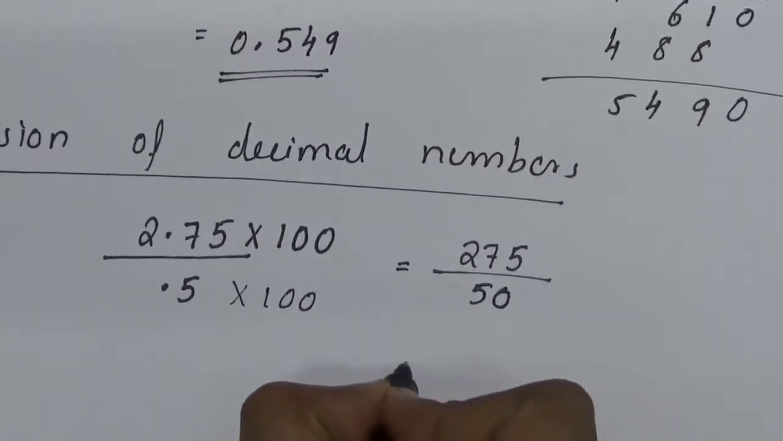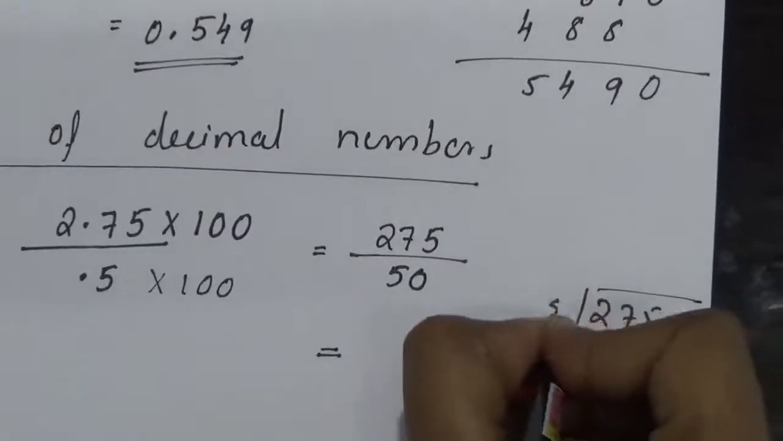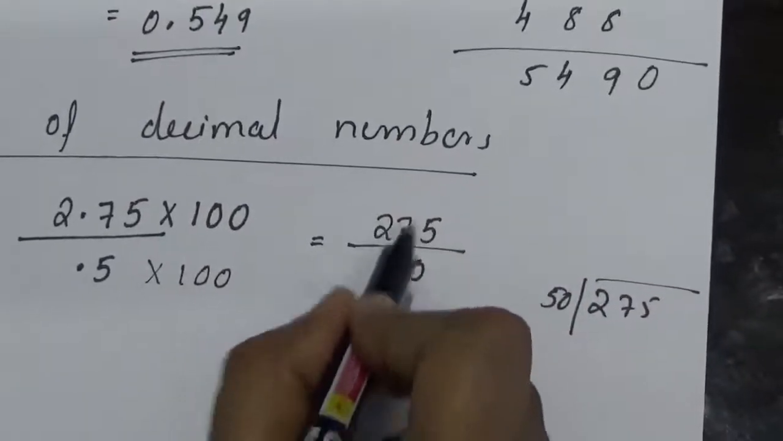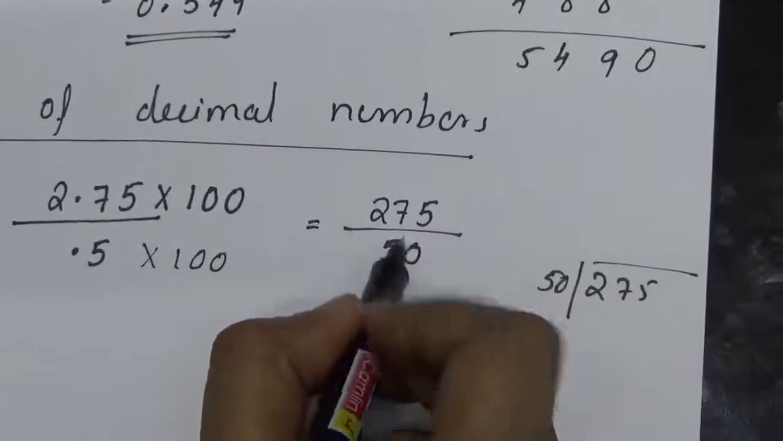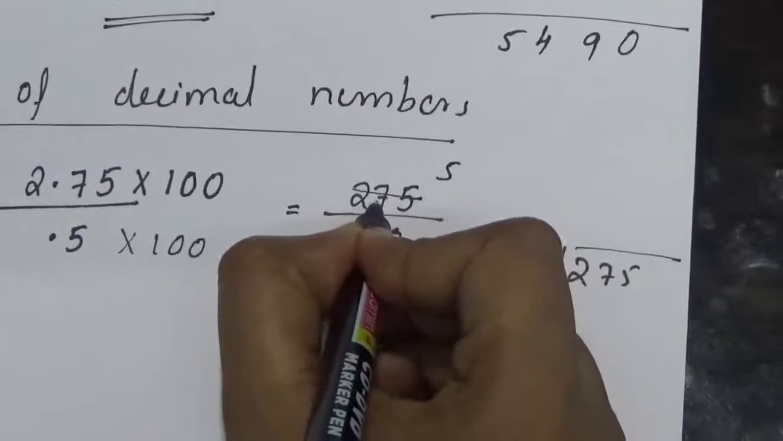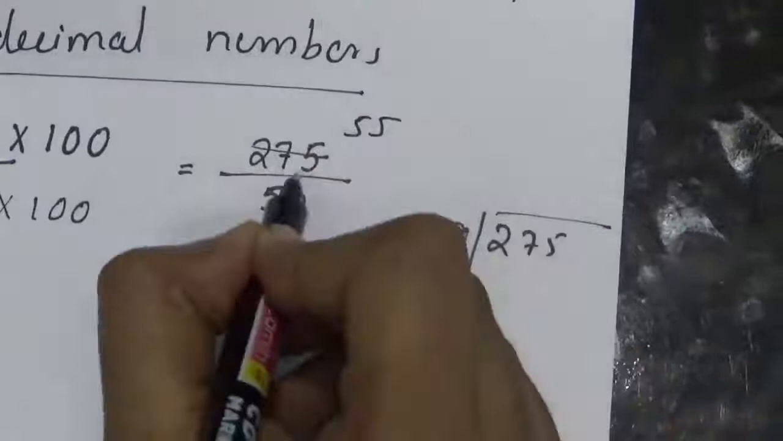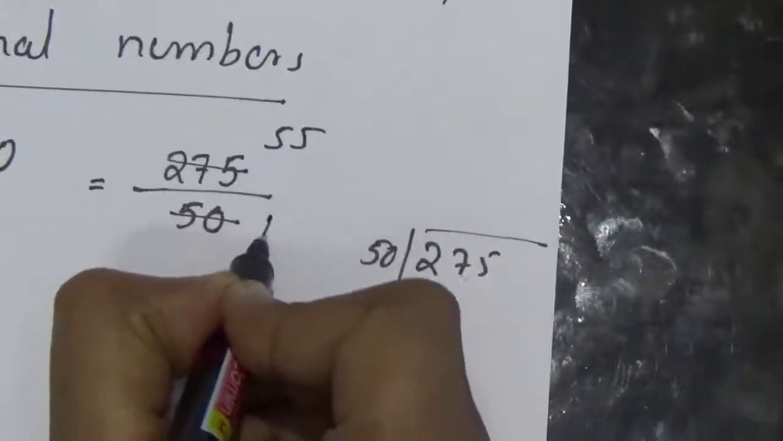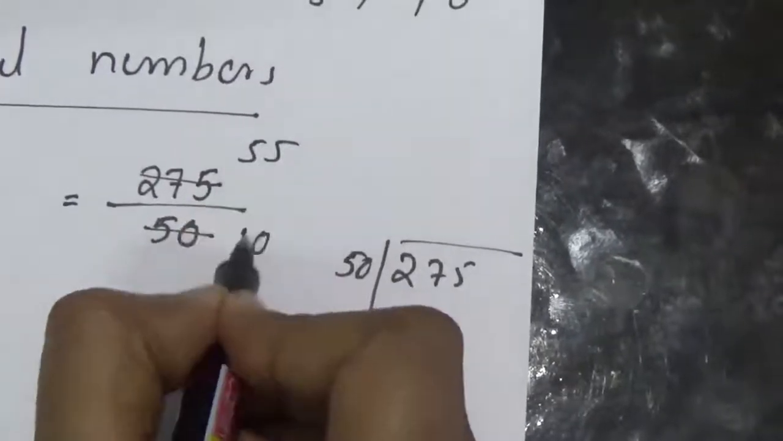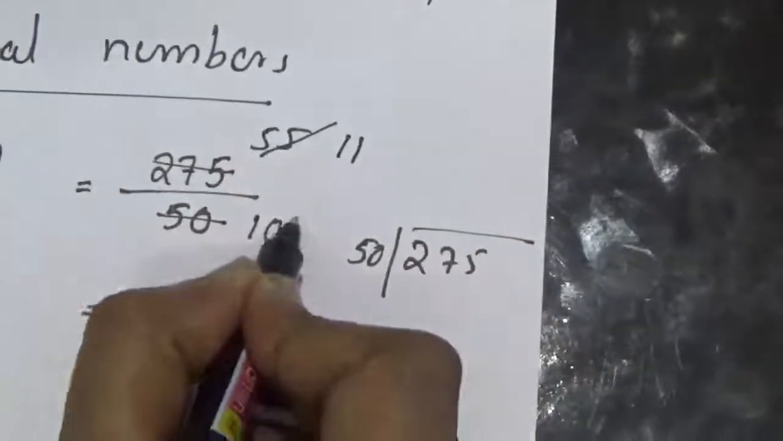Okay, so 275 divided by 50, or you can use that 275 and 50 are the multiples of 5, no? So let's divide both by 5. So what do you get? 275 by 5. 5 5s are 25. Okay, so we have 55. So 55 into 5 is 275. 50 by 5 is 10. Again we can divide this 55 and 10 by 5 because these two are multiples of 5. 55 by 5 is 11. 10 by 5 is 2. So we have 11 by 2.